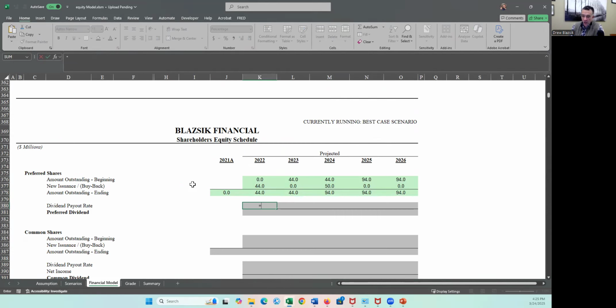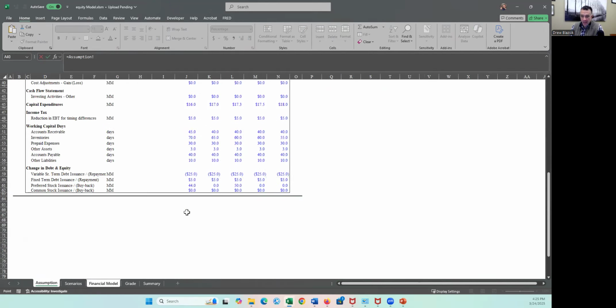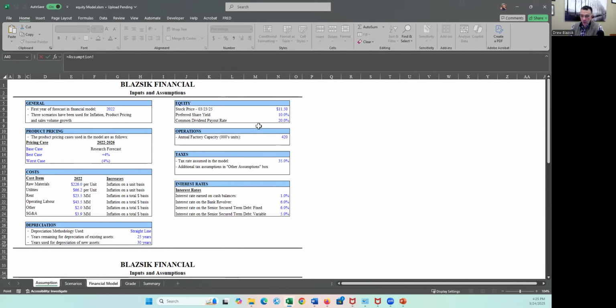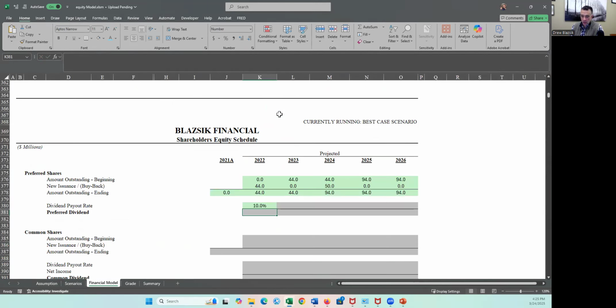Next, we want to find out what the dividend payout rate is. So I'm going to go up here. It's part of our equity assumptions. I'm going to go to preferred share yield. And then I want to know what the dividend payout is. That's going to be either the average between the beginning and the ending, or you could just take the beginning balance. I'm going to multiply it times that rate.